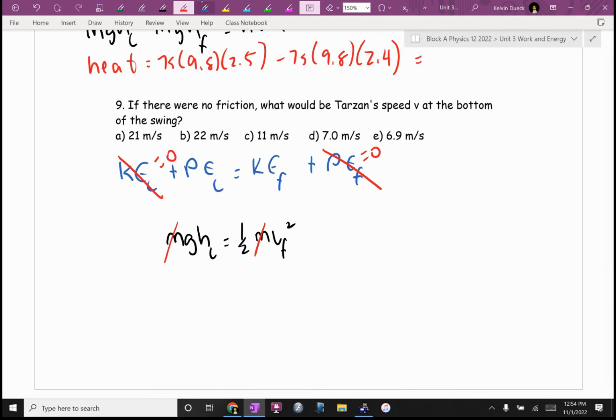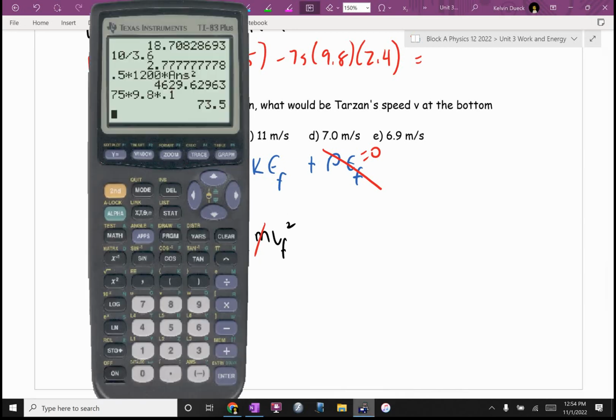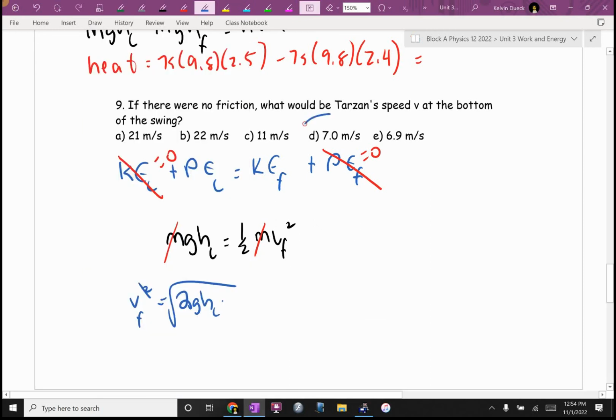I guess to get the v by itself, it's going to be 2gh initial. That equals v final squared, so square root. It's going to be 2 times 9.8 times 2.5. Oh, 7 even? Okay.